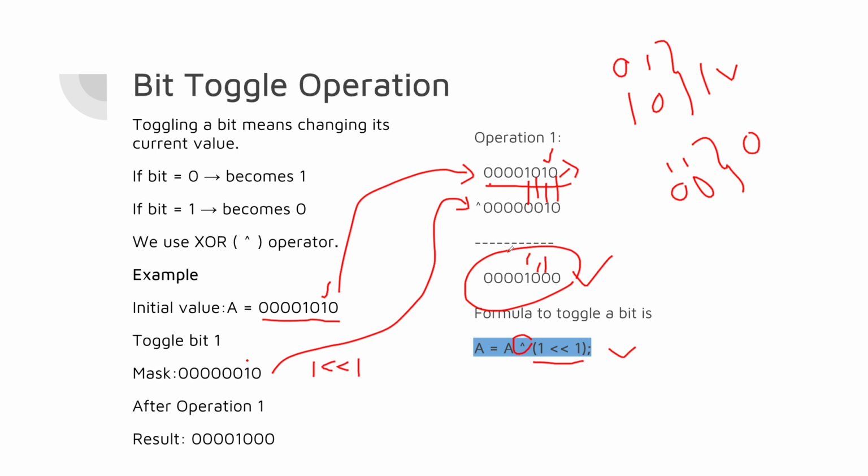I hope now you are clear about bit manipulation like bit set, bit toggle and bit clear. Hope you understand the topic.